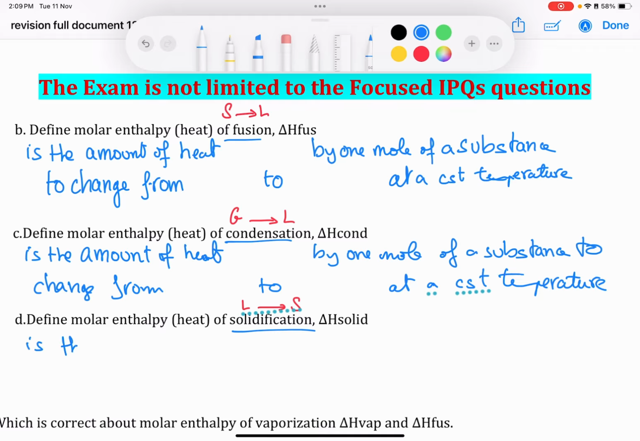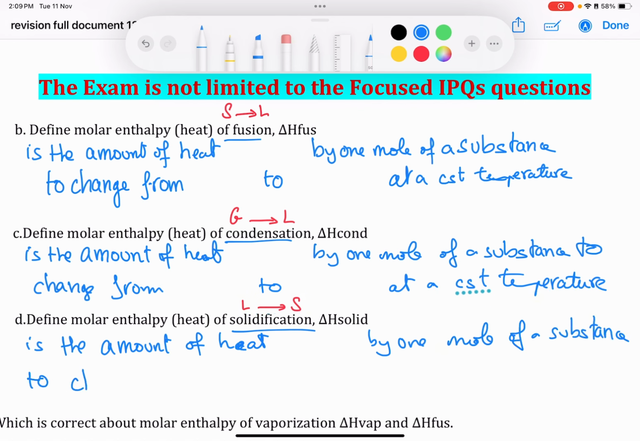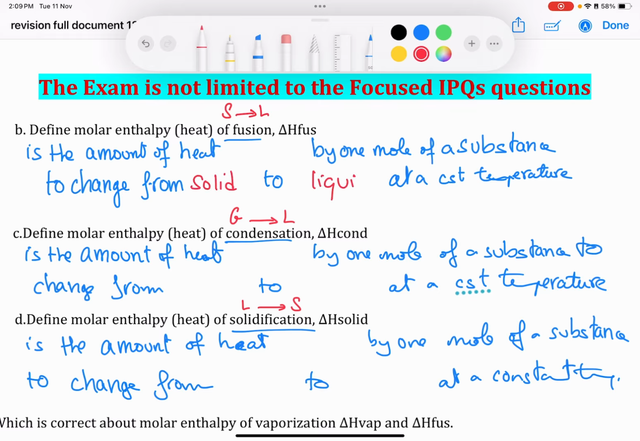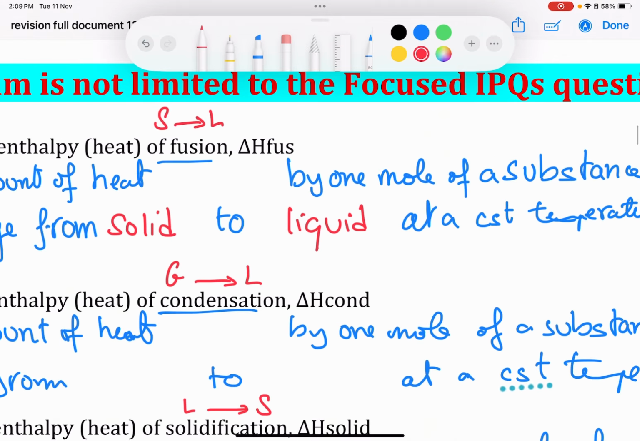Again, it is the amount of heat by 1 mole of a substance to change from to at a constant temperature. Now let's put the missing parts. Fusion, to change from solid to liquid. When a solid goes to liquid, it absorbs energy. So it's the amount of heat absorbed.